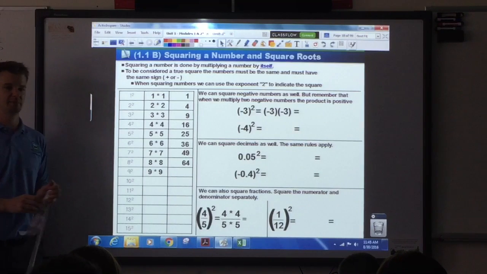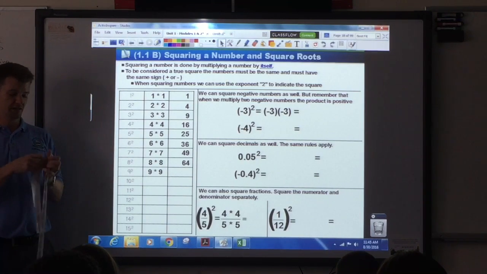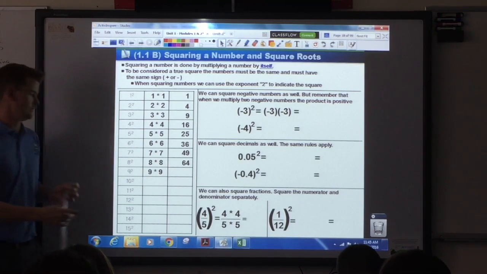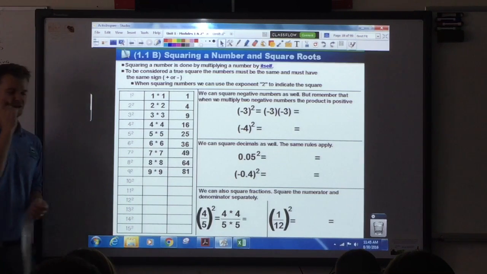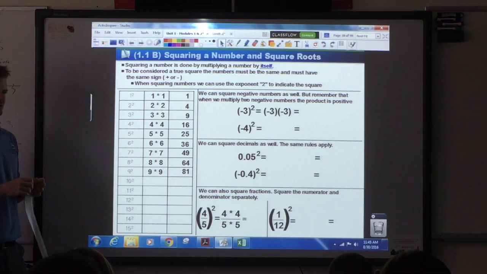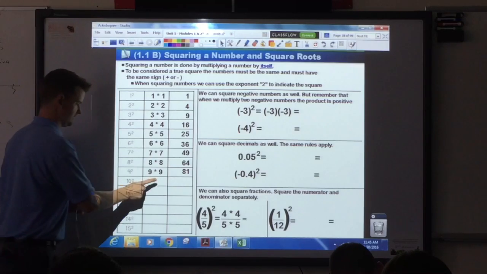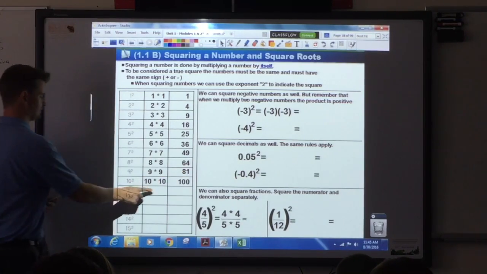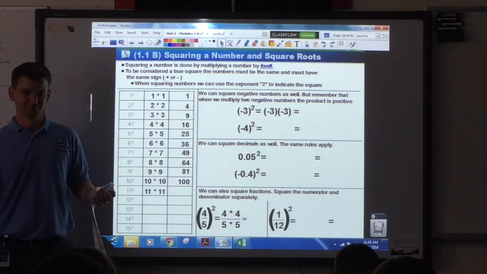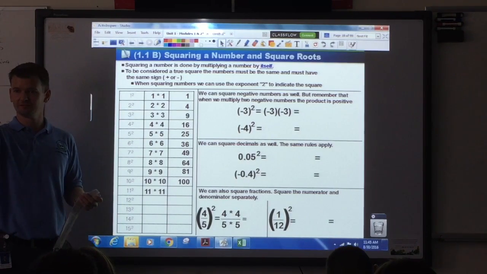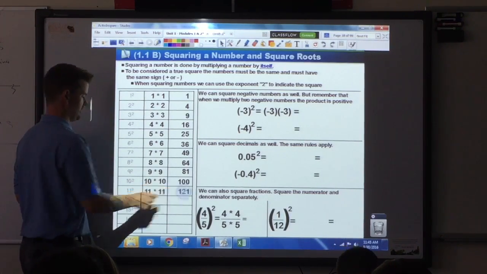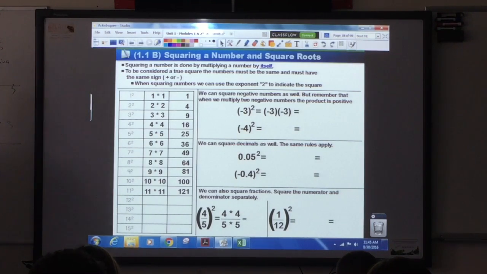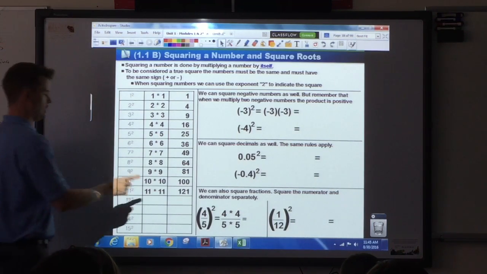9 squared is the same as writing 9 times 9, which equals? 81. As we get higher and higher, anything past 10, people start to drop off. Like, wait, what's 14 times 14? Let's see. 10 times 10 is? 100. You know that. 11 times 11? 121. Good job. You have to know all these up to 15 by heart.